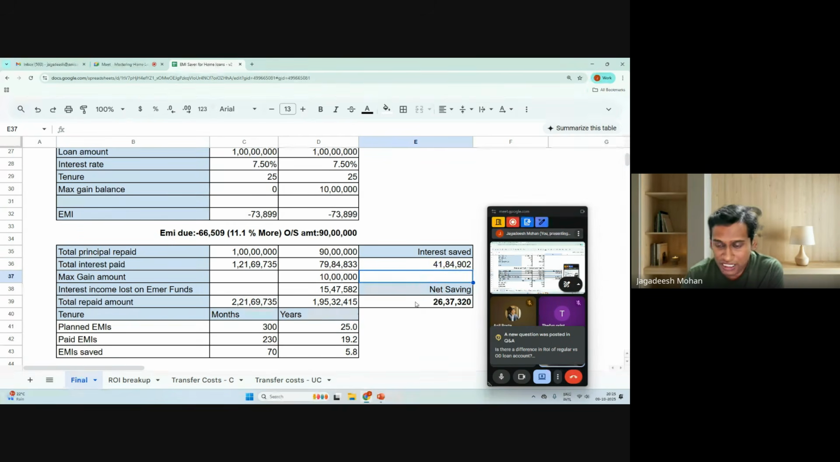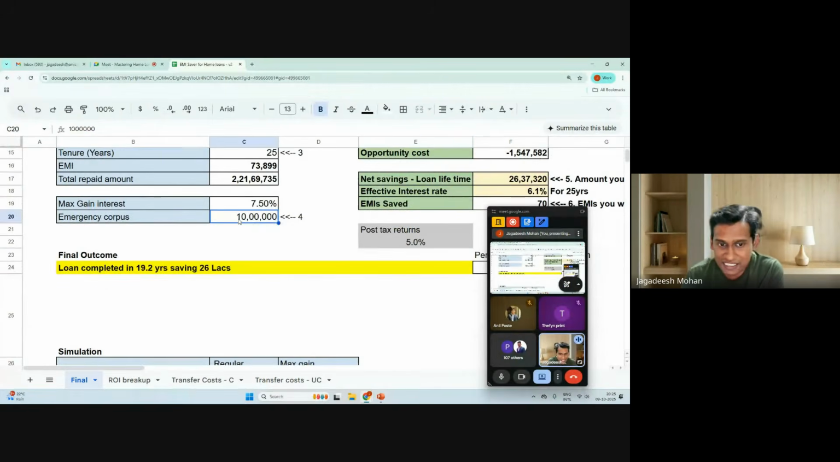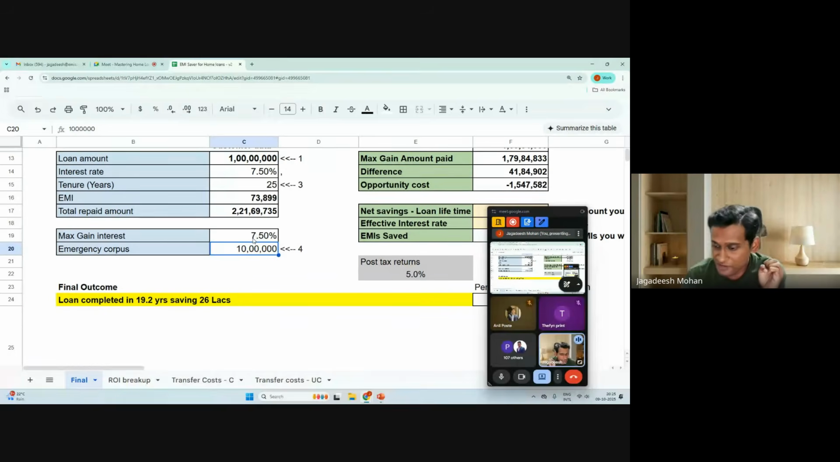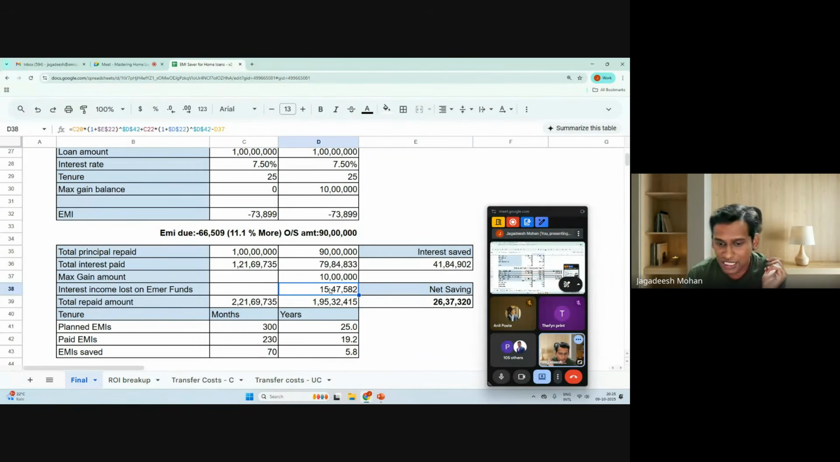Now, if you actually come to think of it, I've told you net saving is only 26 lakhs. The reason why I have mentioned that is this 10 lakhs that you keep in the OD account earns 0% interest. It waives off 7.5% interest, but it earns zero. So notionally, we have assumed a 5% post-tax return for this money. You would have still earned that, right? So I have assumed 5% on this 10 lakhs over a 19.2-year duration. That number comes to 15 lakh 47,000. This is the opportunity cost, or interest that you lost by not keeping it in FD.